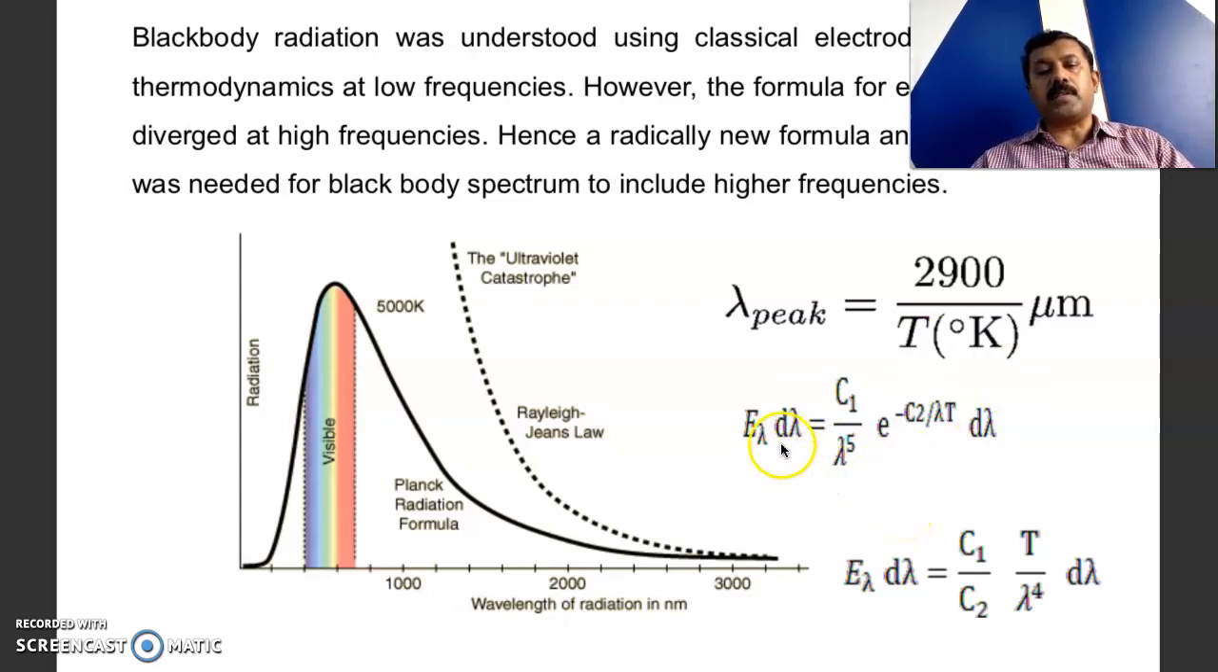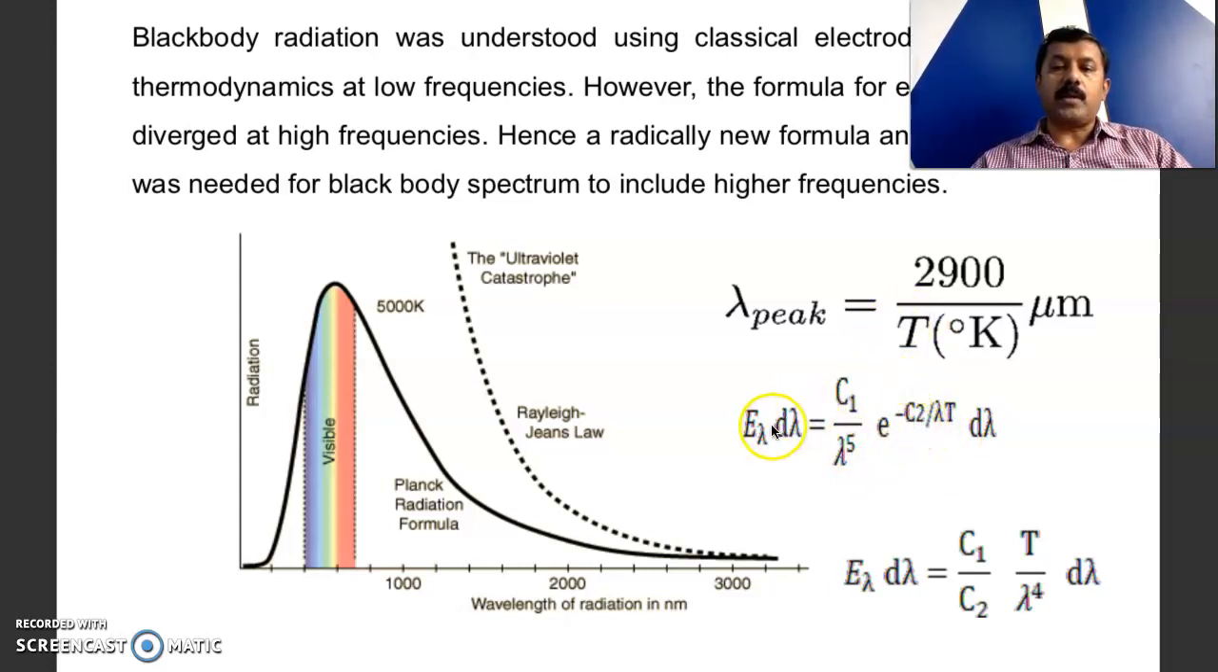From this expression, it is very clear that this energy depends only on lambda because all other factors are constant. C1 is constant, C2 is constant, temperature is kept constant. So this is taken at a particular temperature. Therefore, E lambda depends only on lambda. And you can notice that E lambda is inversely proportional to lambda to the power of 5, and E lambda is proportional to e to the power of minus C2 by lambda T. So among these two functions, the exponential function dominates.